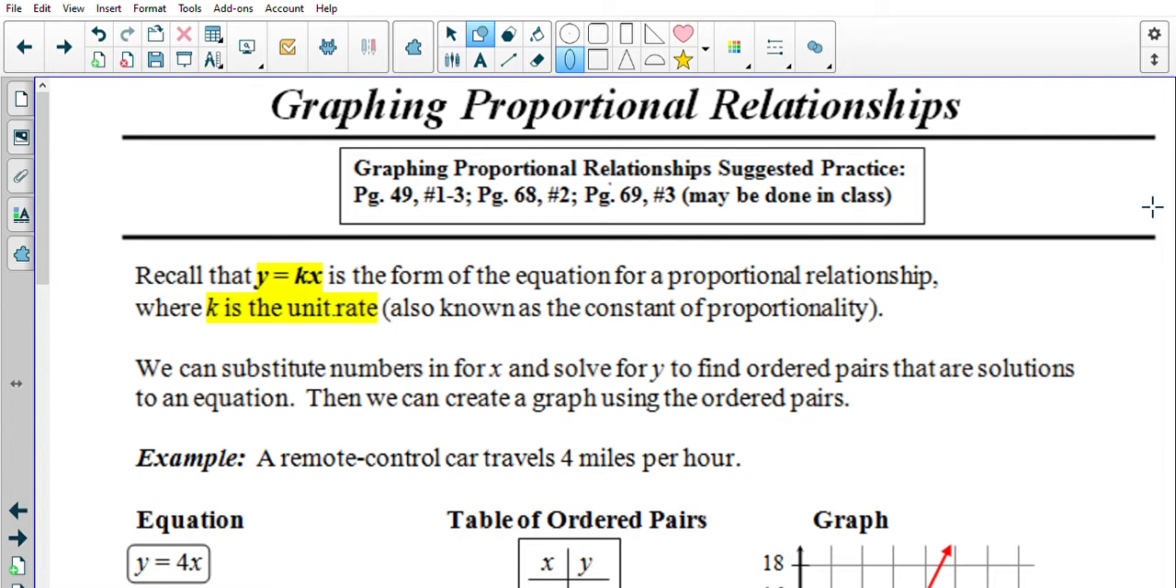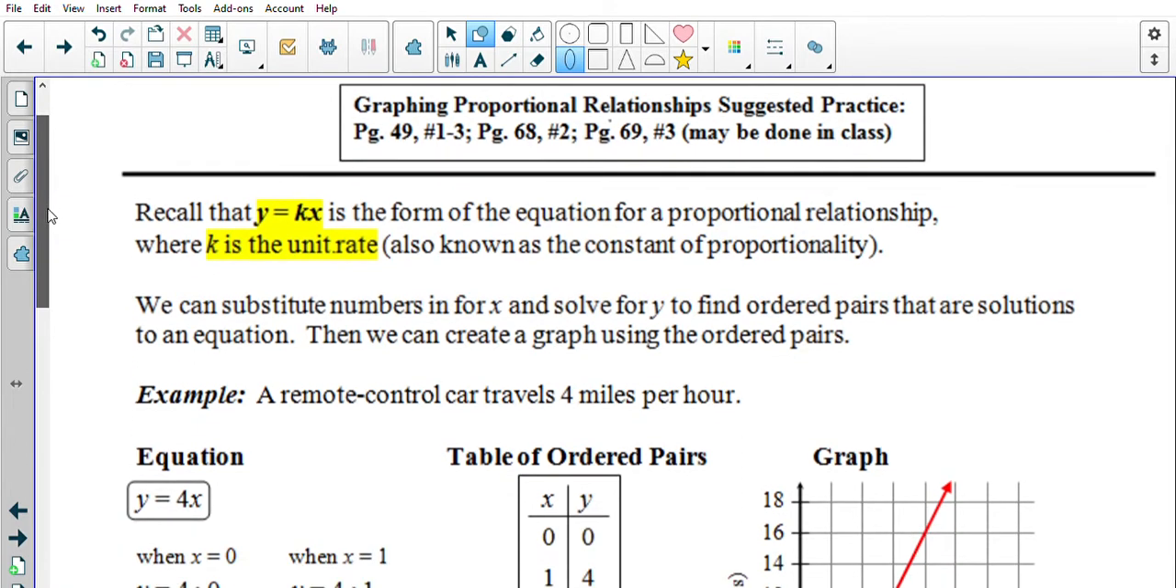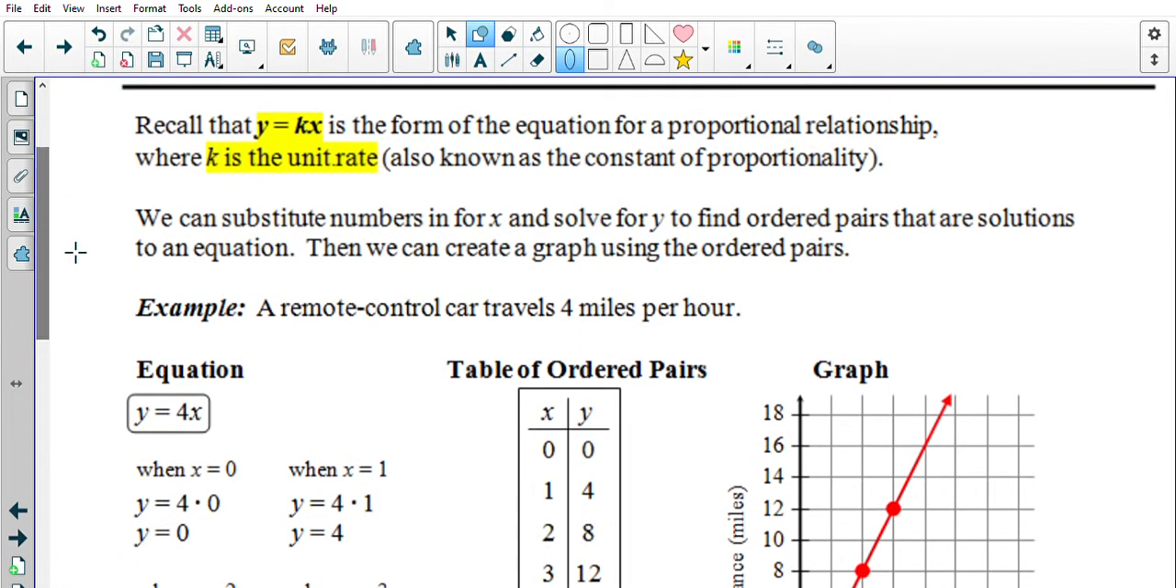Today's video will focus on graphing proportional relationships. So let's talk a little bit about how to address this situation. Recall that y equals kx is the form of the equation for a proportional relationship, where k represents the unit rate. We also call it the constant of proportionality. So if we want to graph a proportional relationship, that's the equation that it's going to look like.